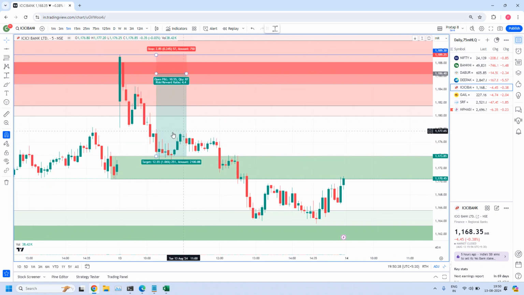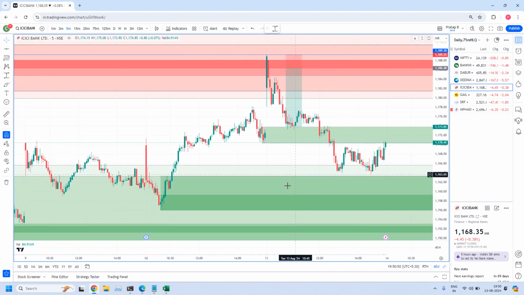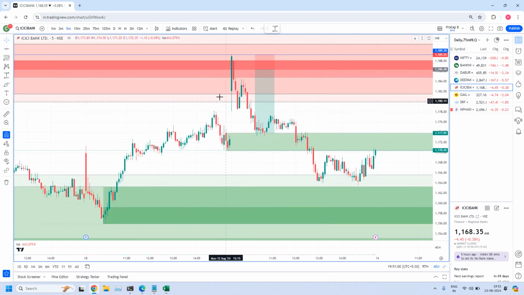Because this is the 5-minute zone. It reached the target, so the 5-minute zone is not violated. This 5-minute zone held the prices. After that it pushed further, and near the next demand zone, it reached the 15 minutes demand zone inside high liquidity. So definitely you would have exited near this, and more profit you would have got.